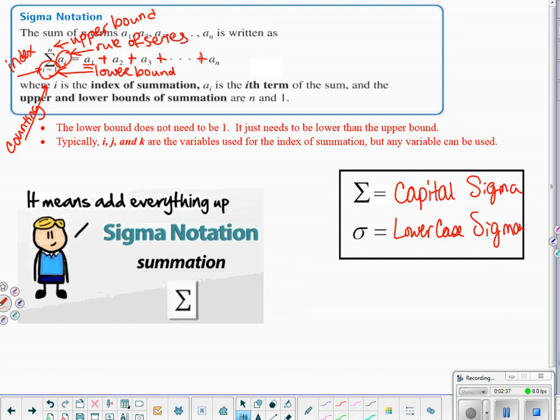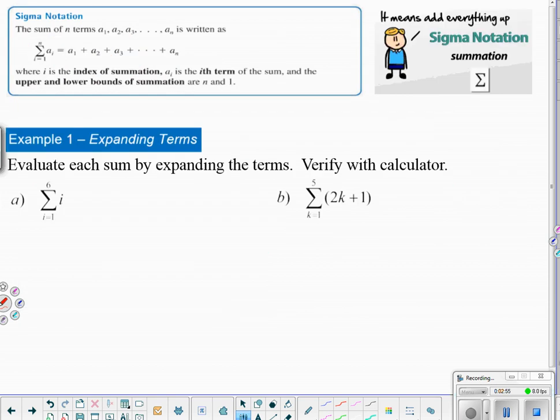The only restriction on the lower bound is that the lower bound must be less than the upper bound. Okay, but it doesn't necessarily have to be 1, it just has to be lower. Typical letters used for the index are i, j, and k, and all this amounts to is that we're going to be summing things up. So let's do an expansion and show you how this summation notation works. I talked to you about the fact that this index is a counter, and basically it's going to be the counting numbers, in this case starting with 1.